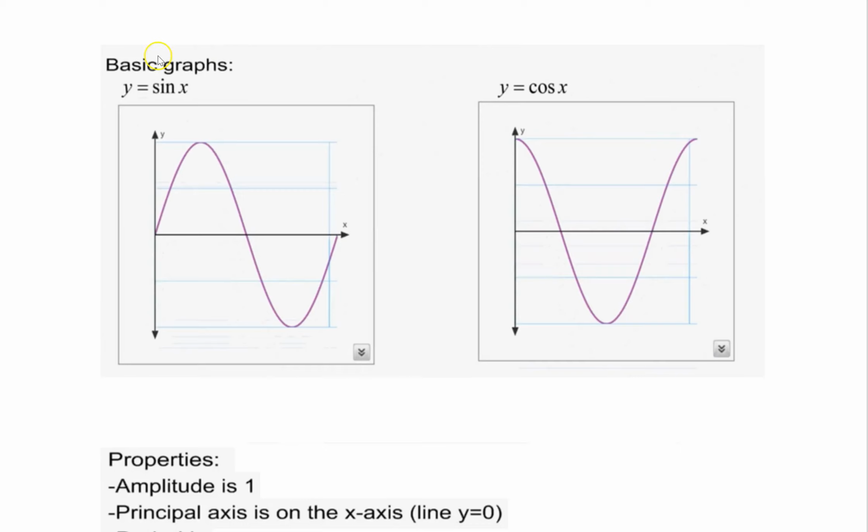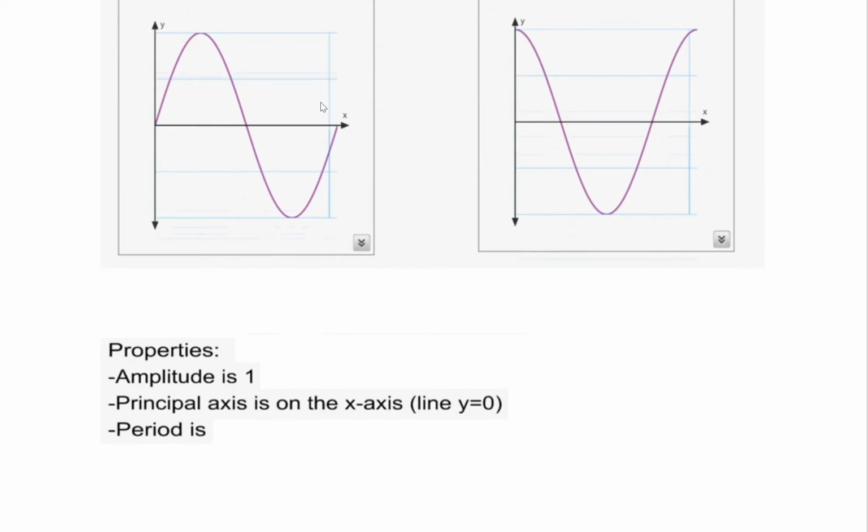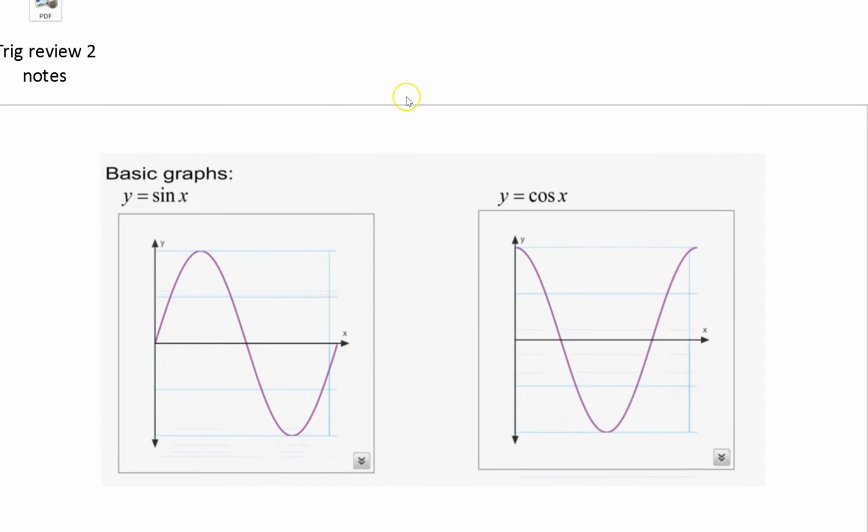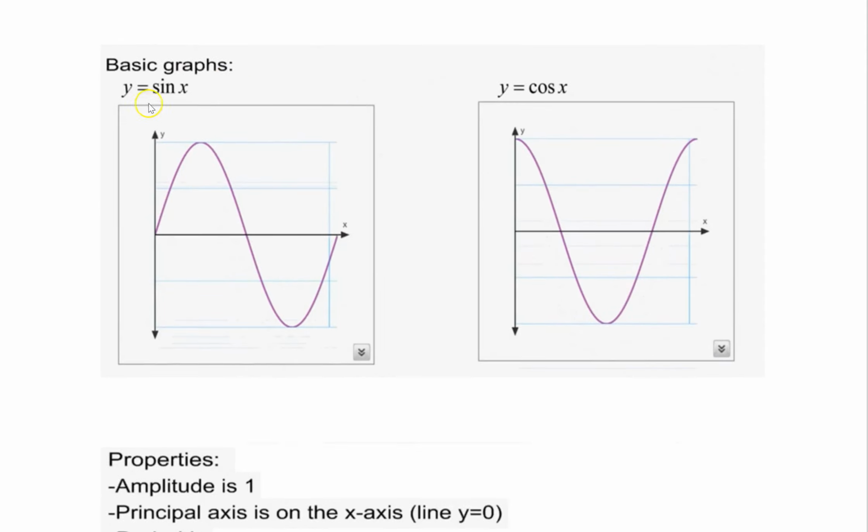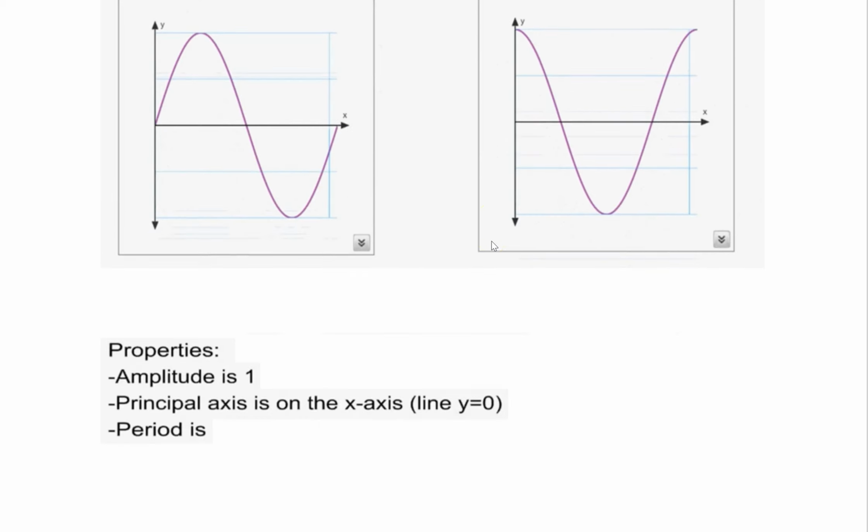Trig review part 2. So let's start with some basic graphs. First thing to know, our amplitude is always a number of fronts, which in this case is a 1. That's how high and low you go. Principal axis is kind of where you start, so we should always start at the middle, 0, unless we have to move it up, which we'll talk about in a bit.